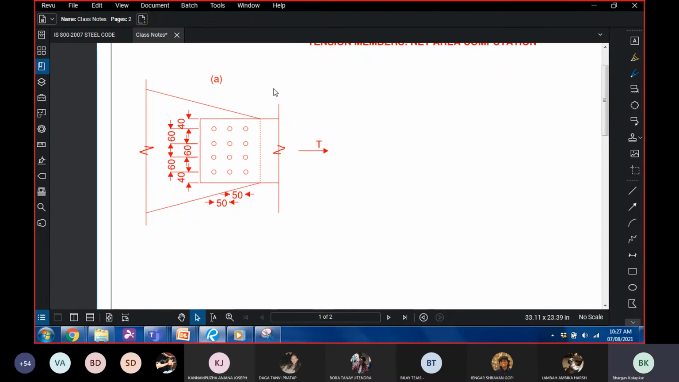With plate size of 260 by 10 mm and 20 mm diameter bolts. After you're done writing, please draw the sketch. Determine the minimum net area of the plates shown in figures A and B. I'll draw B, I'll show you figure B later, with plate size of 260 by 10 mm and 20 mm diameter bolts.